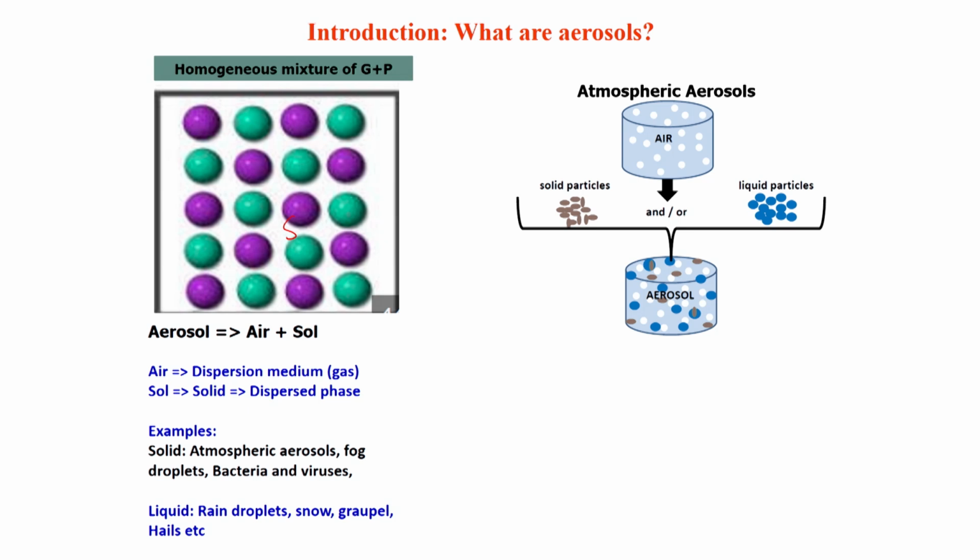Not only that, when we say aerosols, it is generally solid, but as you see in the slides, liquid particles can also be there. For example, rain droplets, snow, graupel or hail. When you have rain droplets and atmospheric air, that can also be called atmospheric aerosols. So be clear that aerosols are not only solid particles, they do include liquid particles. The important thing here is how large they can go in size, and we will come to that.